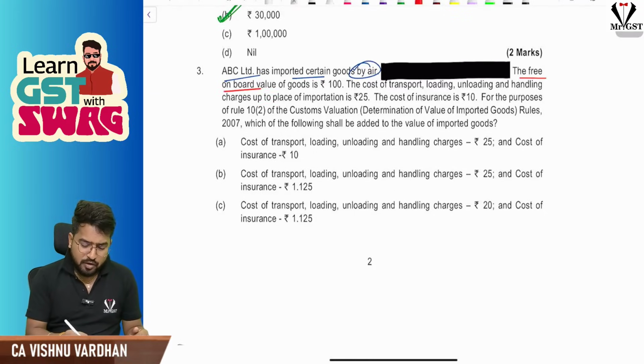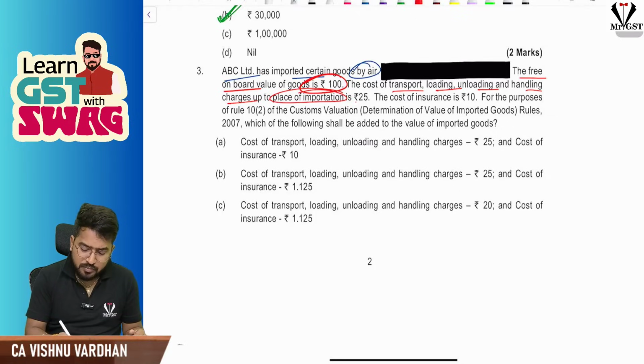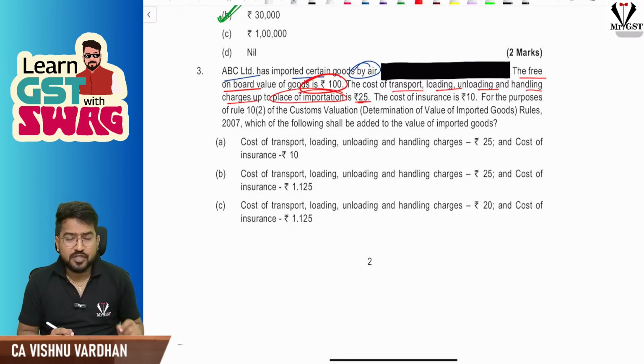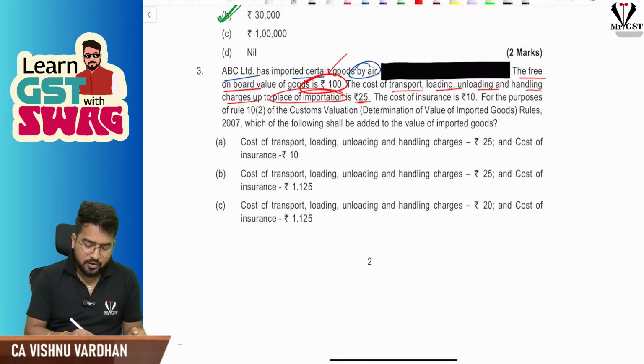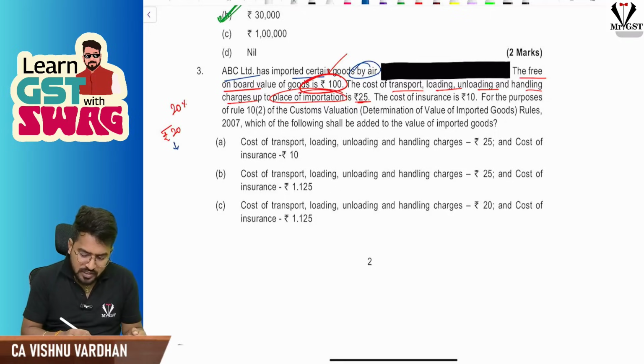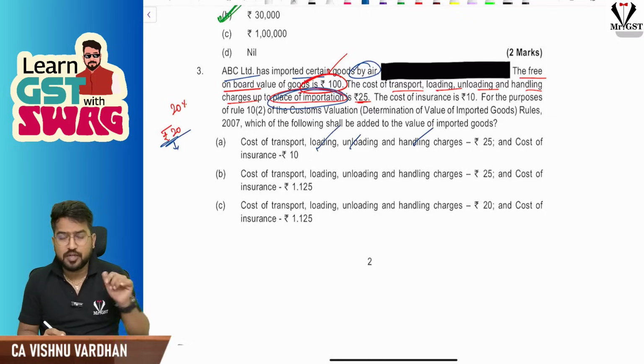The free on board value is 100 rupees, FOB value is 100. Cost of transport, loading, unloading, handling charges up to the place of importation is 25 rupees. Now you understand, when you are importing the goods by air, these transportation charges cannot go more than 20% of FOB. FOB is 100 rupees, so 20% of FOB is 20 rupees. In this you will take entire loading, unloading, handling charges, everything up to the place of importation, you should take only 20 rupees, you cannot take 25 rupees.